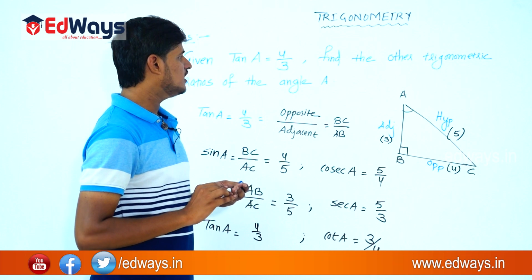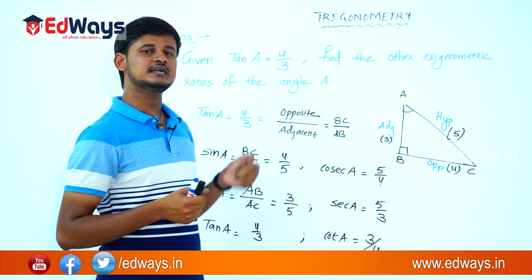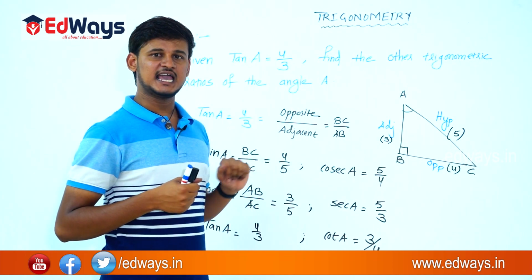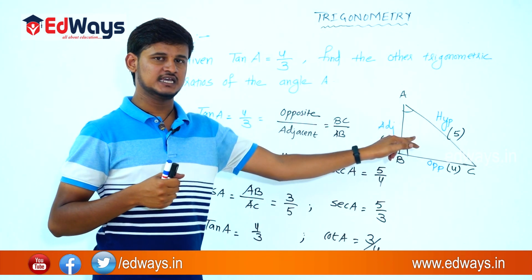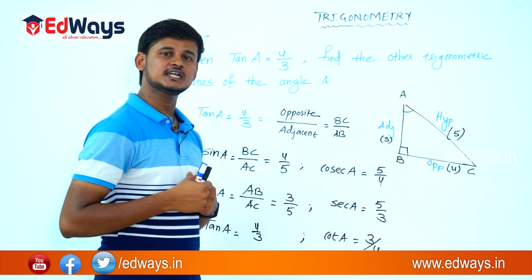So this is how we should find the trigonometric ratio values. That means they just provided us with one trigonometric ratio value, with some reference angle, they took the reference angle as A. Then with the same reference angle we found all the trigonometric ratios.